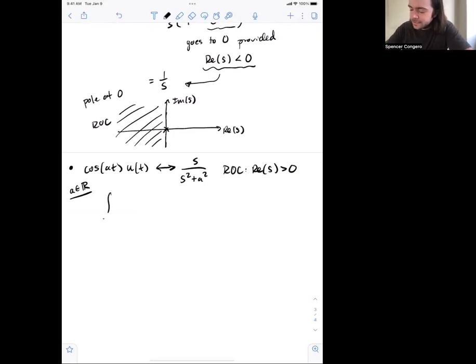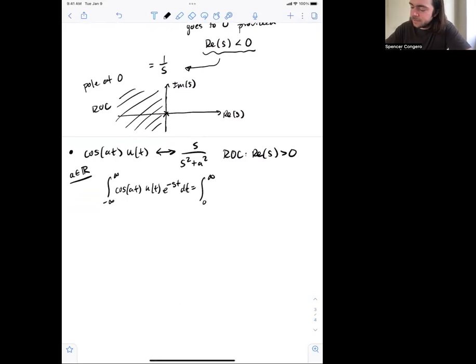All right, so let's take this Laplace transform. We're going to get the integral of cosine of at u of t, e to the negative st dt. That unit step function means I might as well just integrate from 0 to infinity, because the unit step is 0 when t is negative. And then I'm going to plug in Euler's formula, or the Euler-type formula, for cosine of at to get 1/2 times e to the j at plus e to the negative j at, times e to the negative st dt. Okay, this is what I get.